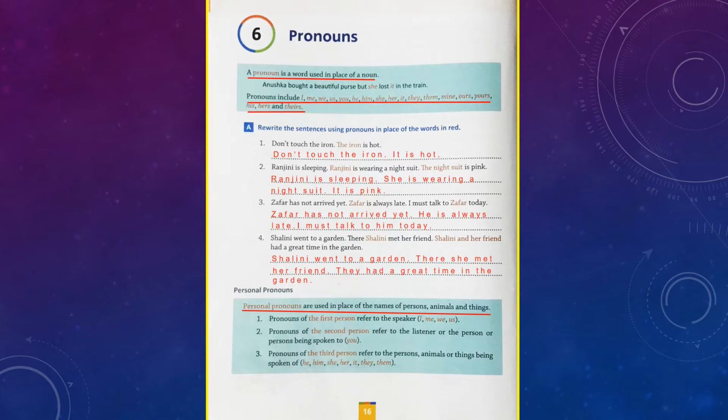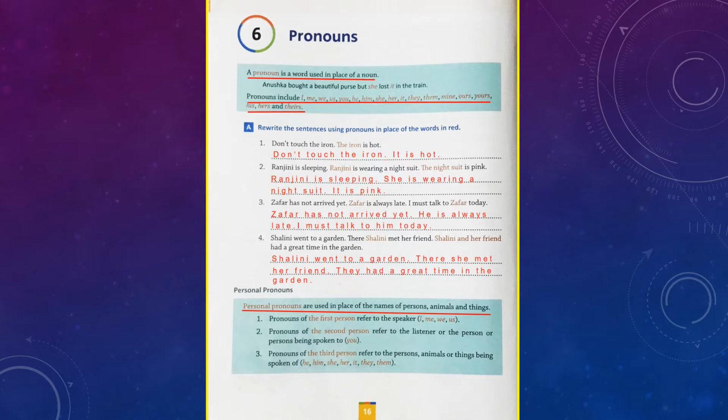Sentence number 2. Rajni is sleeping. Rajni is wearing a night suit. The night suit is pink. Okay, so if I don't want to repeat the names again of the red highlighted words, I use a pronoun instead of these words. I hope you are using your pencil and eraser. Those who have done this exercise, please recheck this exercise again. And those who have not yet completed this exercise and might have joined in late, you need to finish and write what is written on the screen.